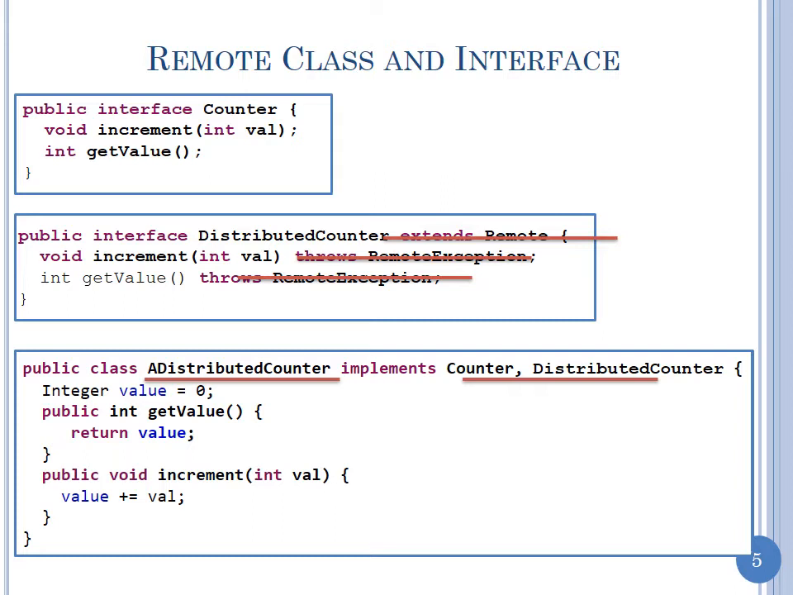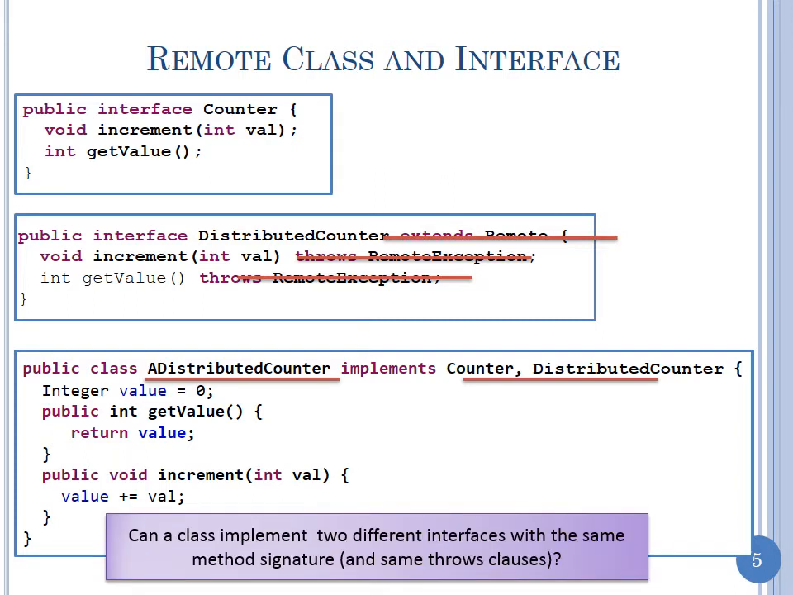So I'm going to try to answer a simpler question. Suppose Counter and DistributedCounter were identical, that we didn't have throws RemoteException there, and forget about extends Remote also. Can a class implement two different interfaces with the same method signature and same throws clause? Is that legal?